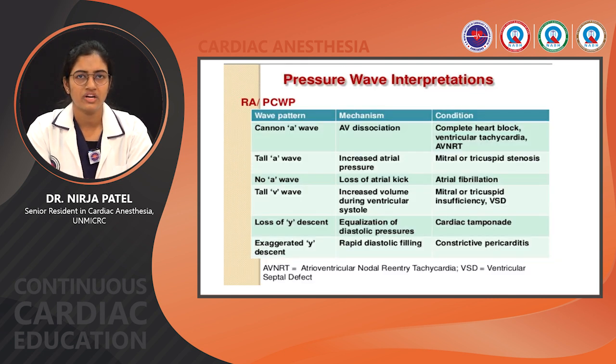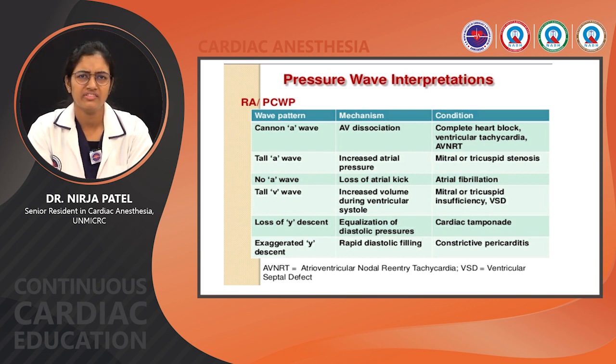The pressure wave interpretation which we will get from the pulmonary artery catheter: there are some pathological waves which we will get, like the Cannon A wave. It is in AV dissociation, while the patient is in complete heart block, ventricular tachycardia or AV nodal reentrant tachycardia. Tall A wave is due to contraction of the atria against a closed mitral or tricuspid valve, as in tricuspid or mitral stenosis. No A wave is due to lack of the atrial kick, as in atrial fibrillation.